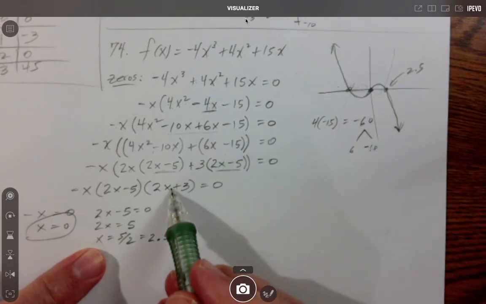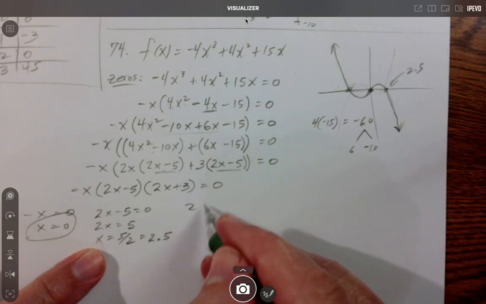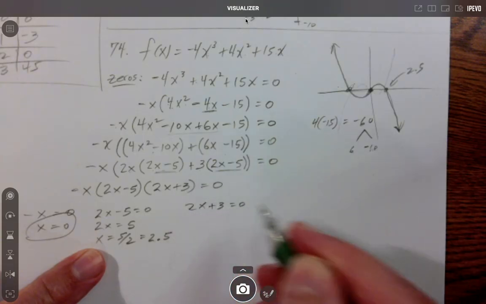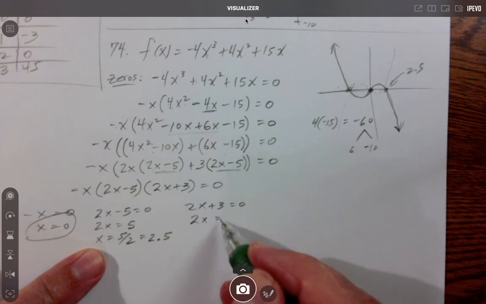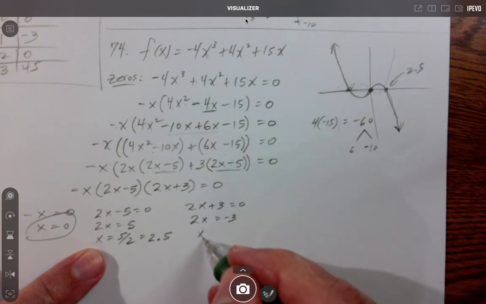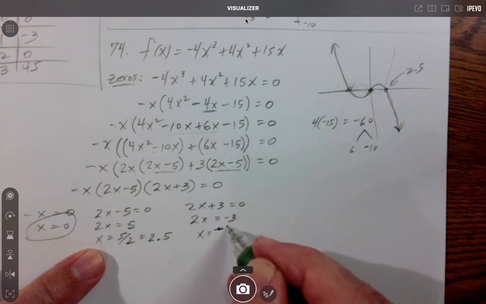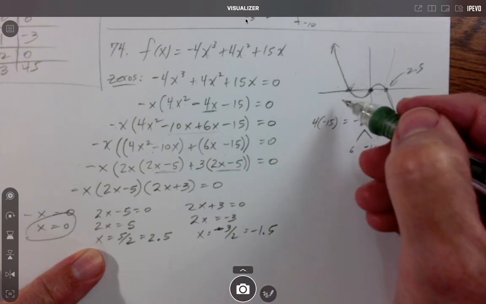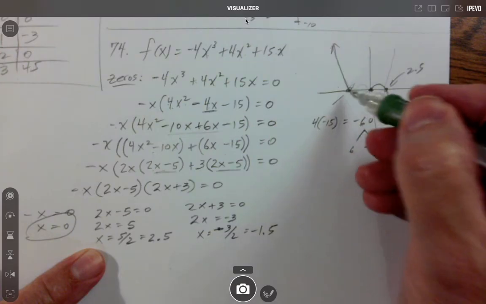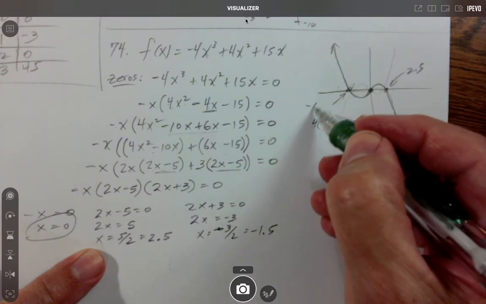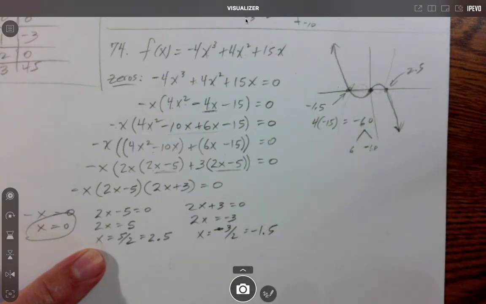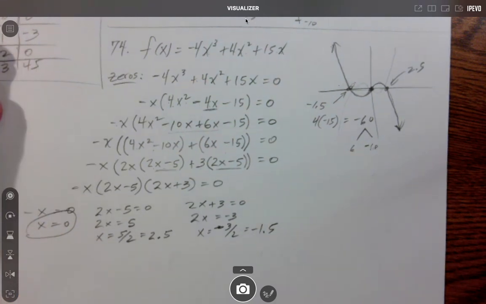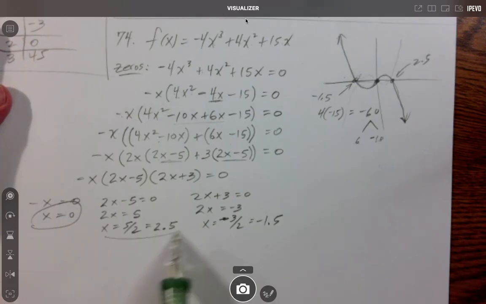Okay, and then this one, 2x plus 3 equals 0. So 2x is negative 3. So x is negative 3 over 2, which is negative 1.5. So that number right there is negative 1.5. All right, so now I've got the zeros.